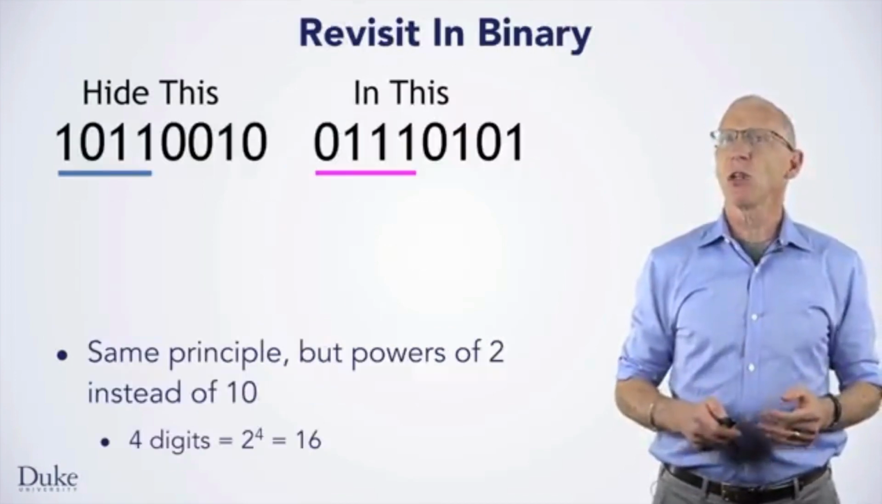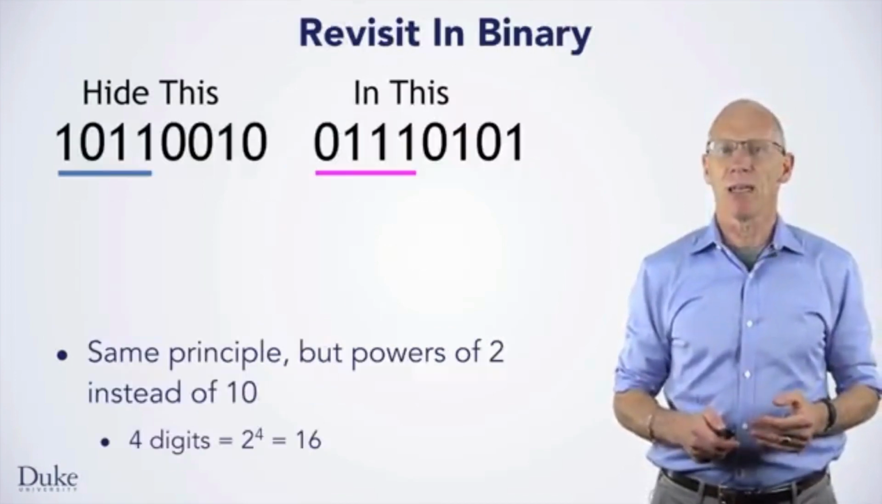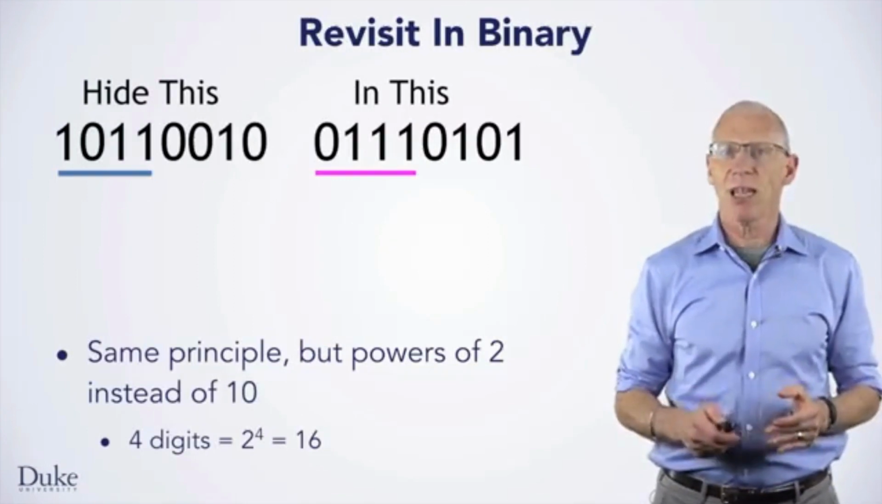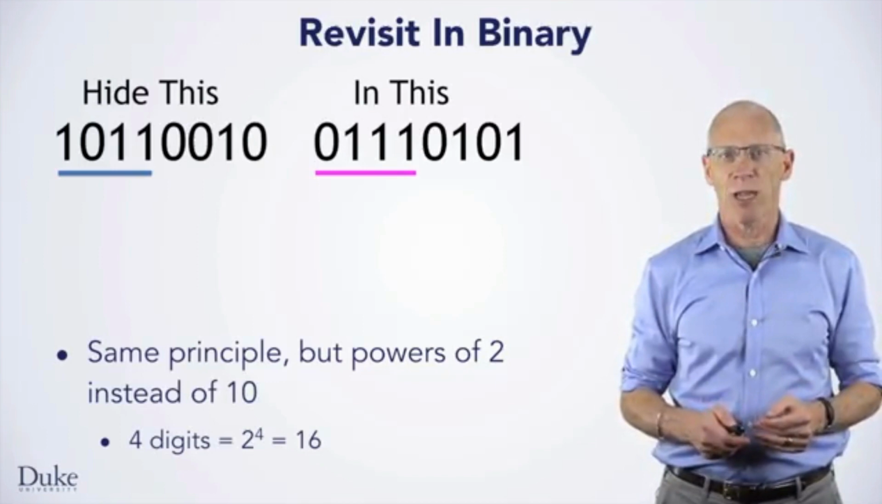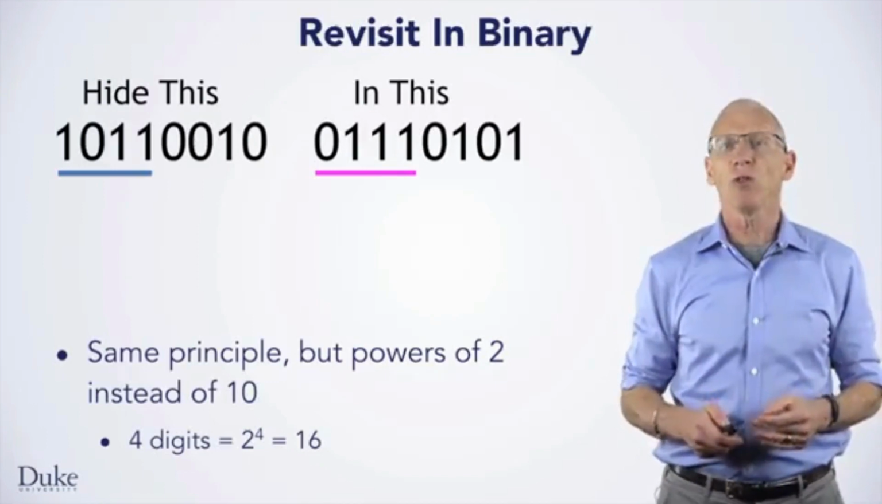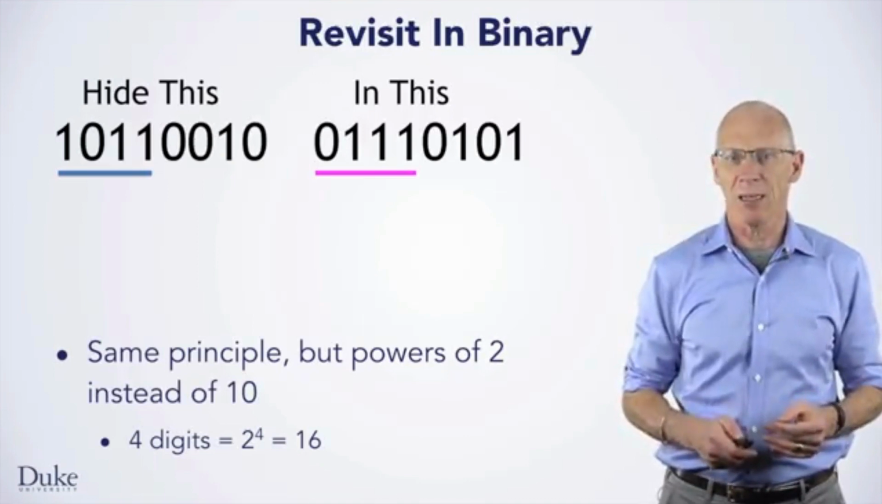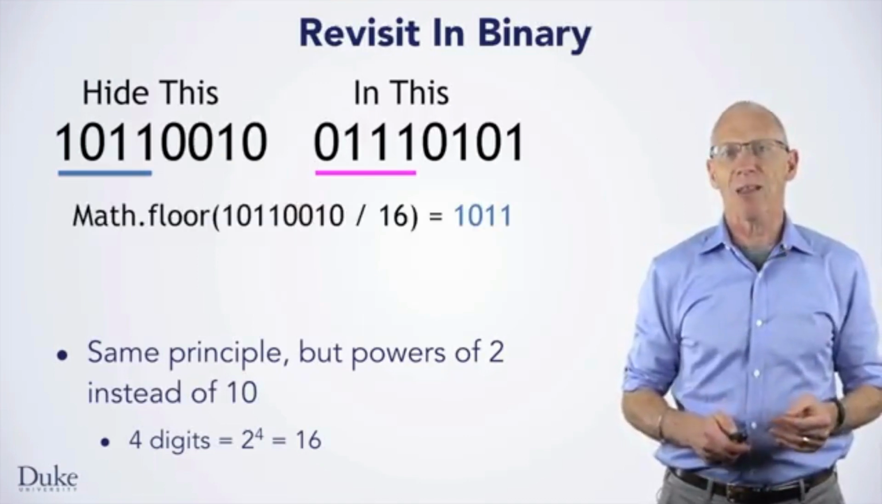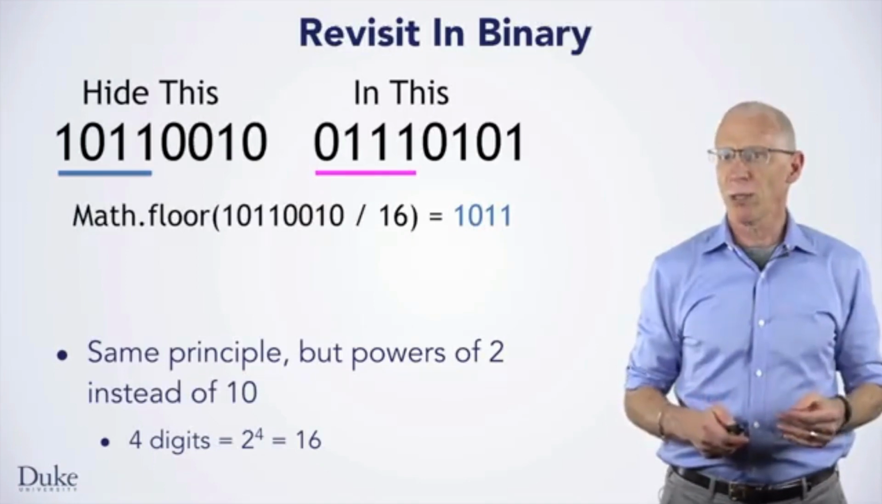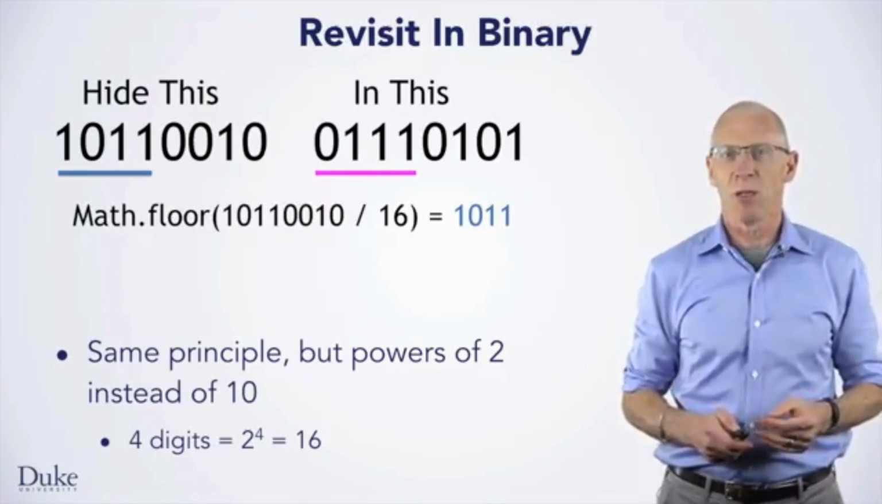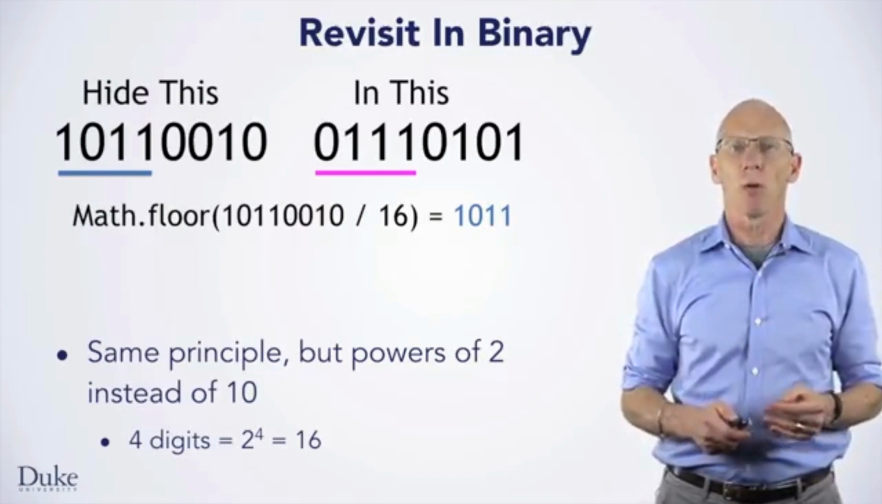Now, let's go back to the numbers represented in binary. You can apply the same principle, but now you'll need to use powers of 2 instead of powers of 10. And since we want to work with 4 digits at a time, we'll use 2 to the 4th, which is 16. So if you took Math.floor of 10110010 divided by 16, you would get 1011.